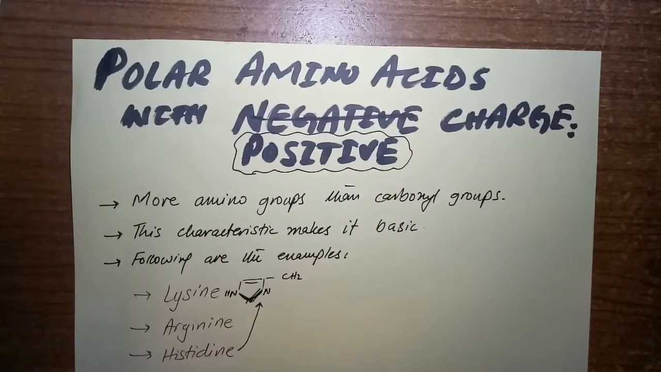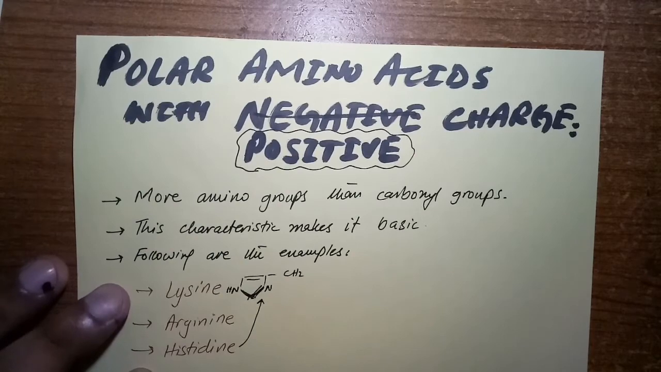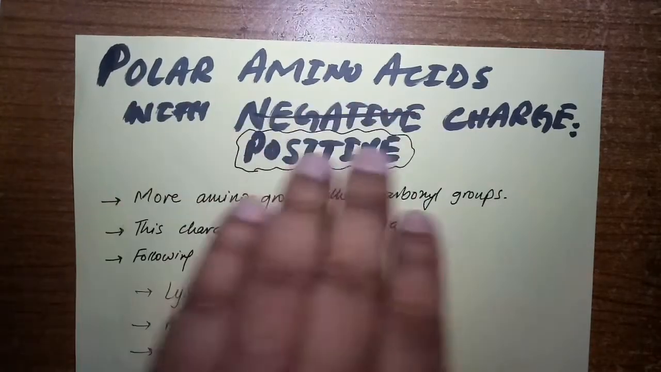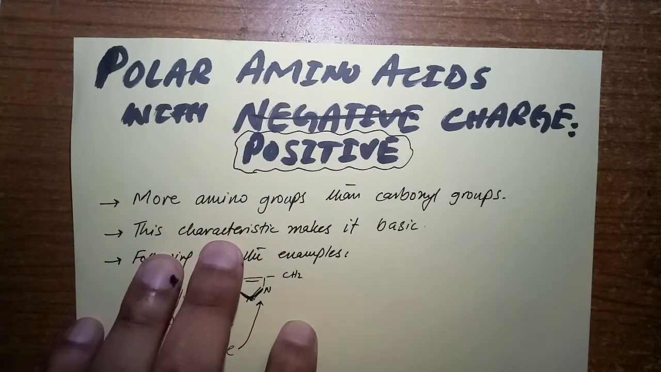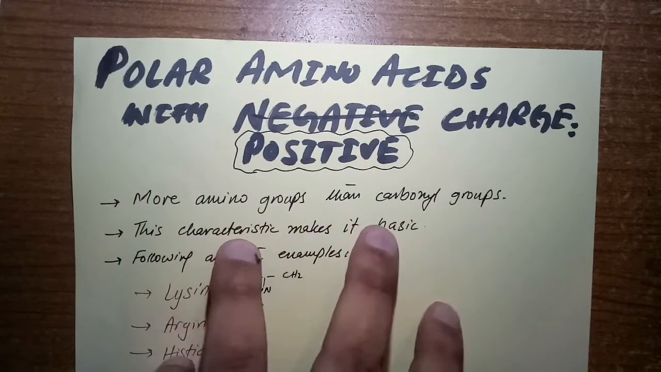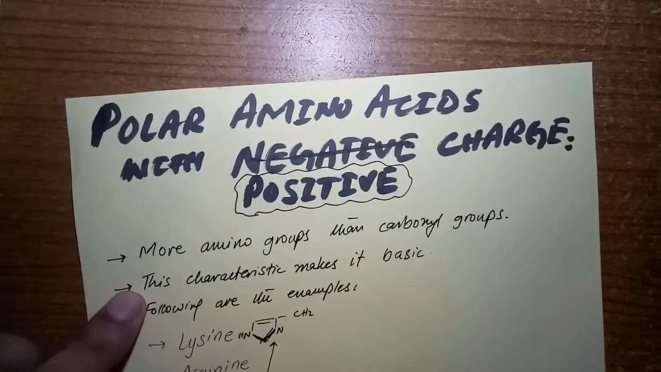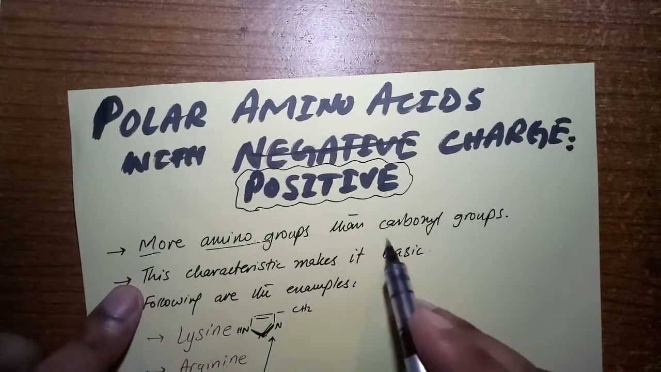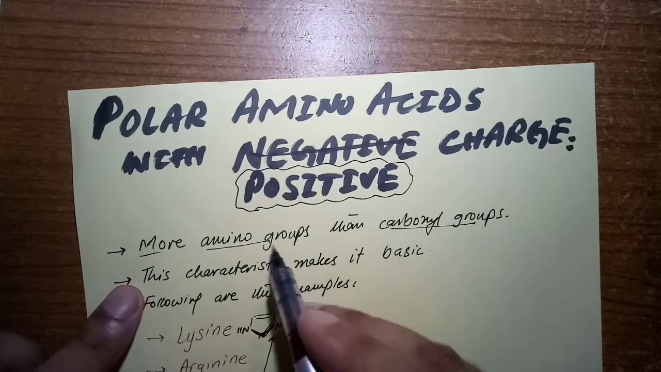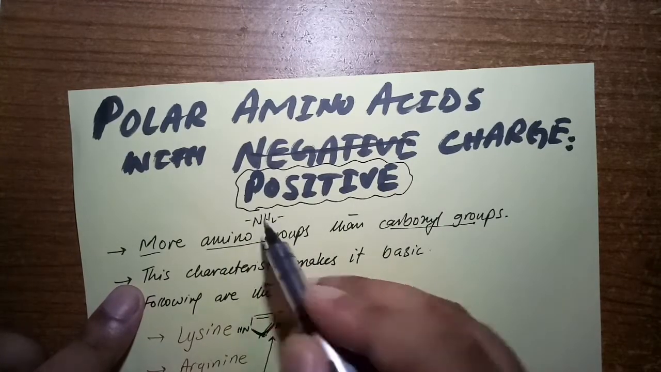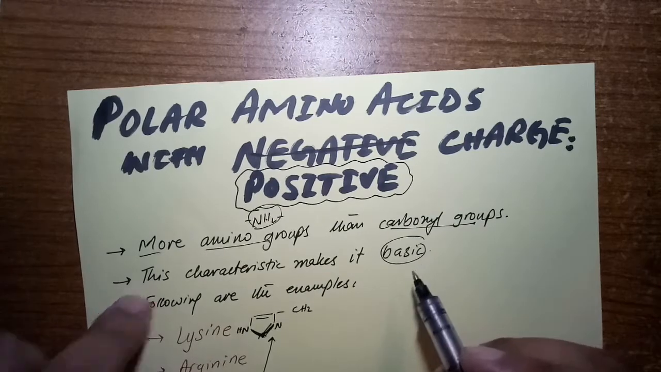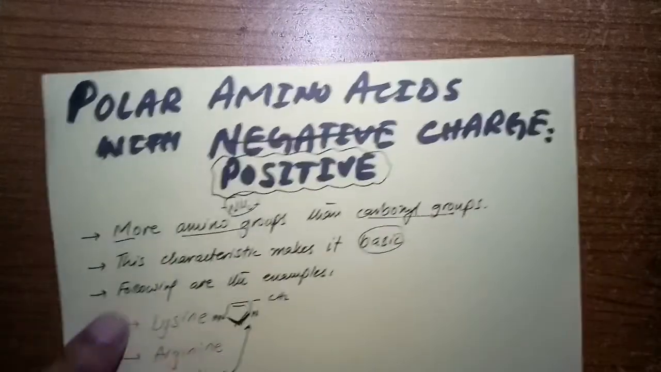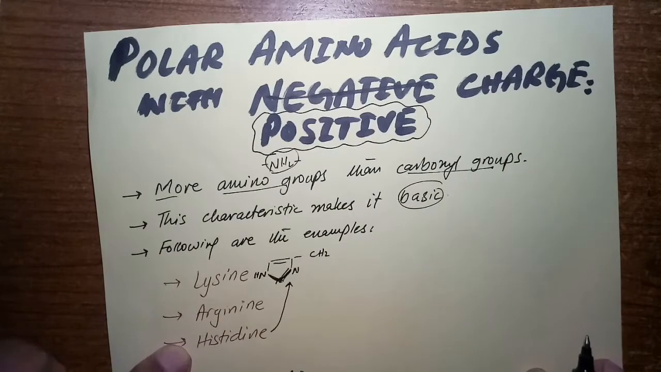Okay students, let's move towards the very last part of this video. I'm going to talk about polar amino acids with some positive charge. These amino acids contain more amino groups than carboxylic groups, and if you have more amino groups, this makes the compound basic. More amino groups make it basic. Following are the examples: lysine, arginine, and histidine.